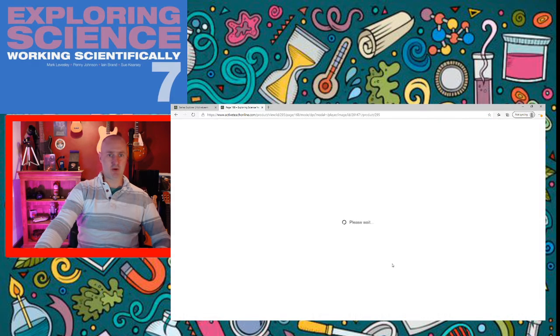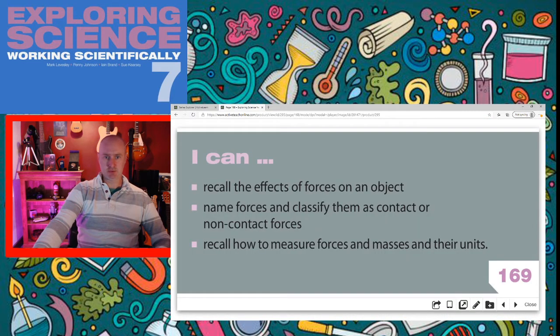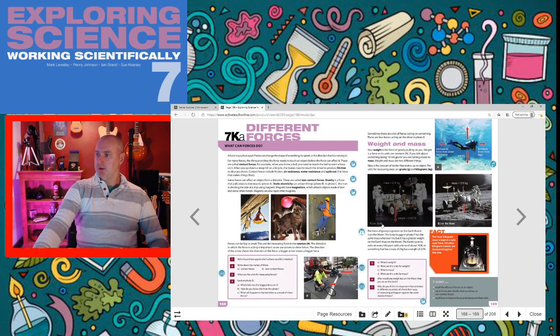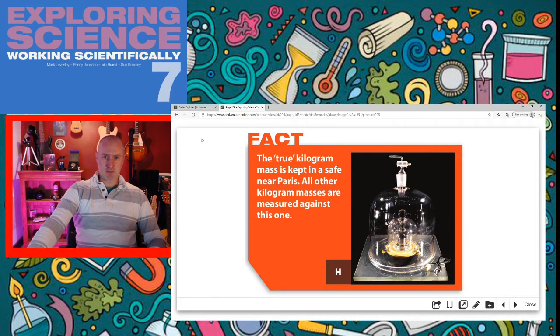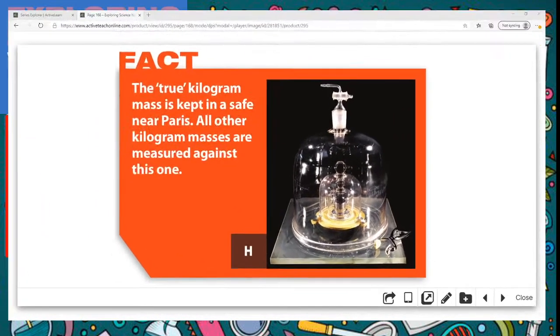Third objective, I forgot what it was. Recall how to measure forces and masses and their units. Absolutely. Well, if I bring this diagram up here, oh, I'm having a computer problem. Right, there we go. Let me see if I can zoom this up. It's like live TV, isn't it? You're seeing everything go wrong. There we go. All right, let me zoom that.